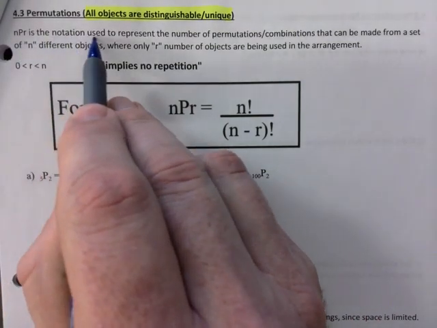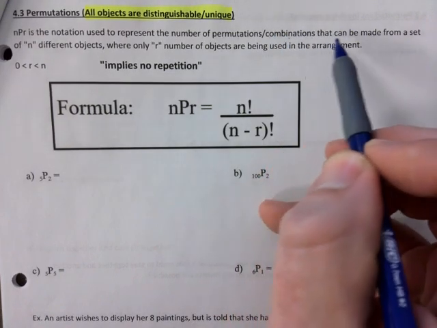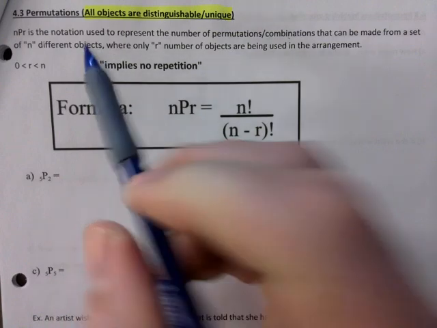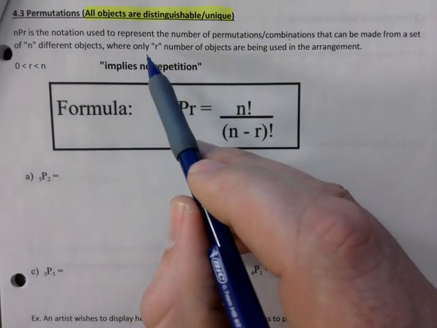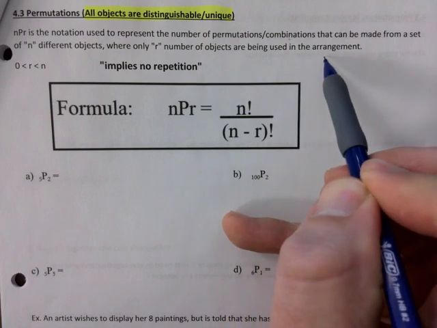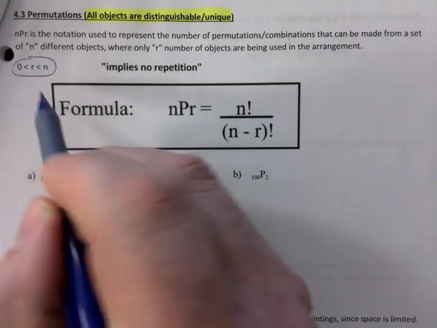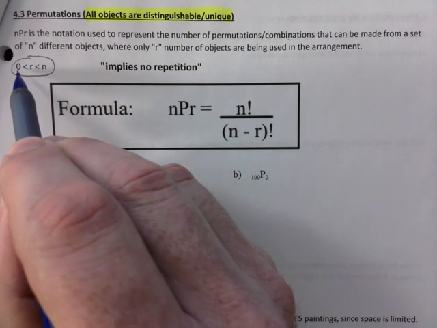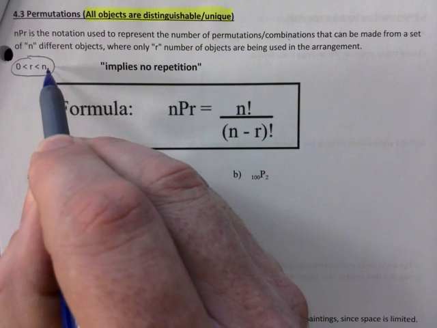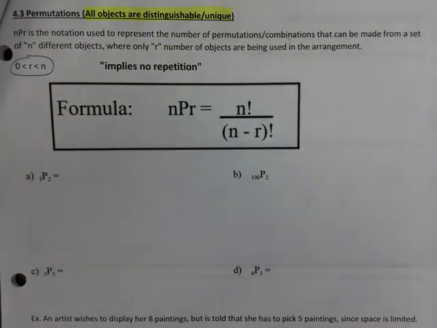nPr is the notation used to represent the number of permutations or combinations that can be made from a set of n different objects, where only r number of objects are being used in the arrangement. And this is something that is always true: r has to be between 0 and n, less than the group itself. This implies no repetition.